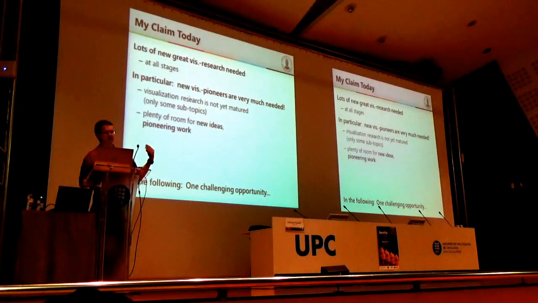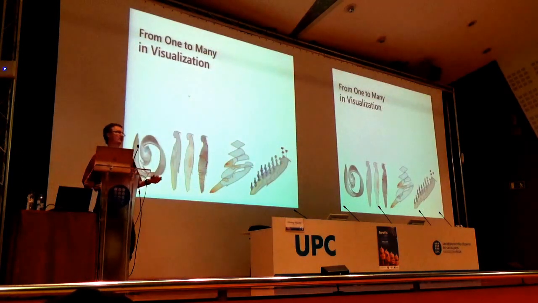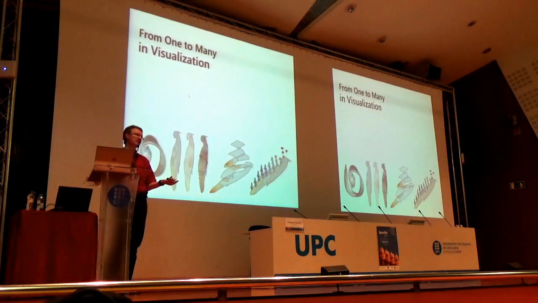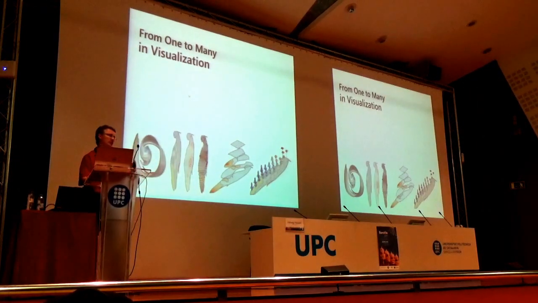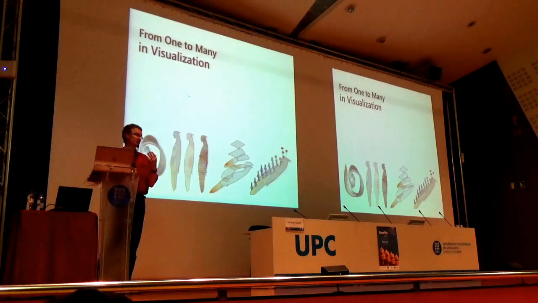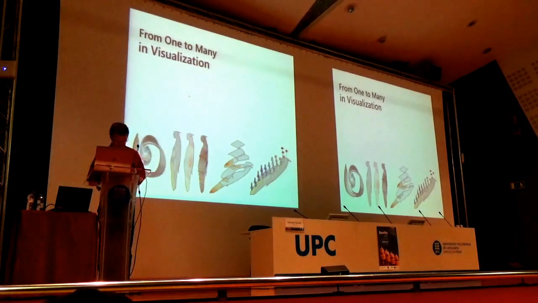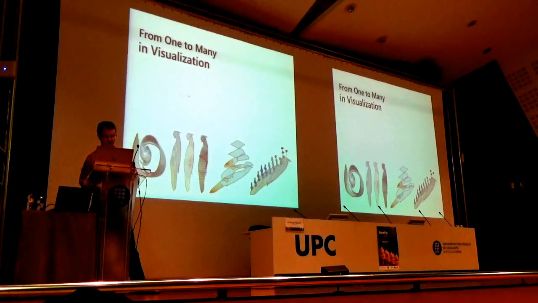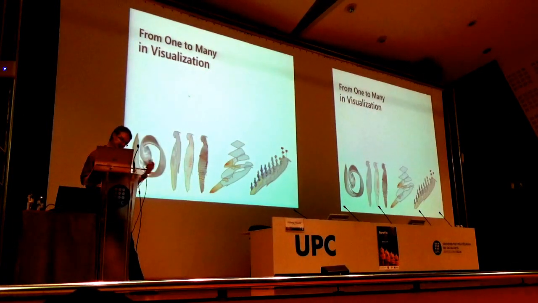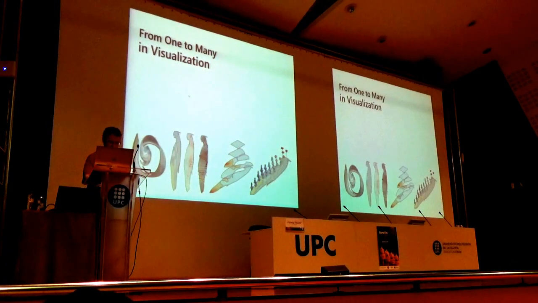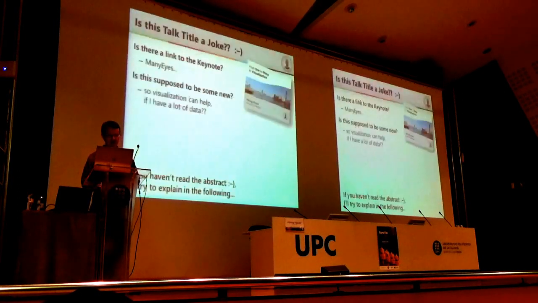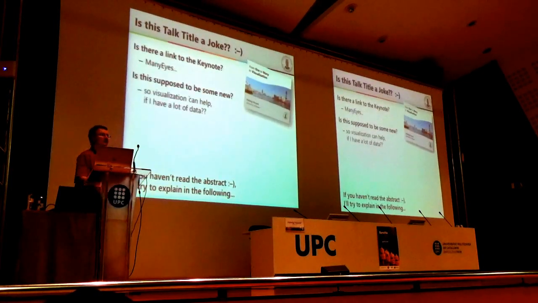And that brings me to my talk title here, From One to Many in Visualization, which is one selected topic in my eyes, where I think that we can do a lot of new, exciting, also principal research, where we can address very basic questions in visualization. And this is, at least in my eyes, really very, very attractive. So let's have a little look at this.